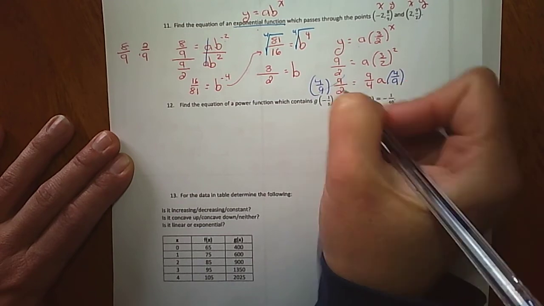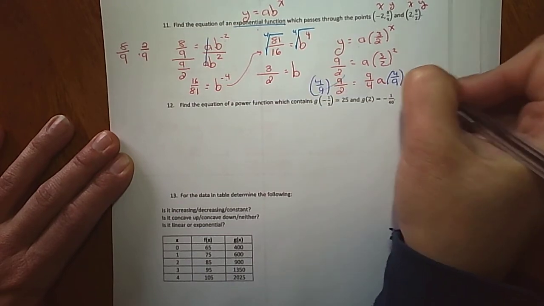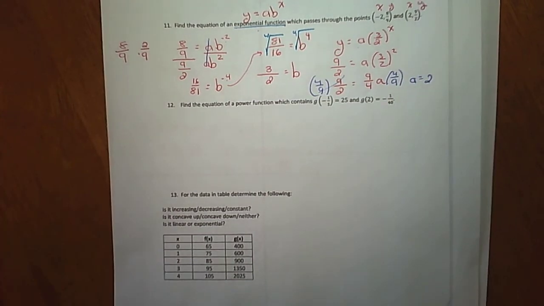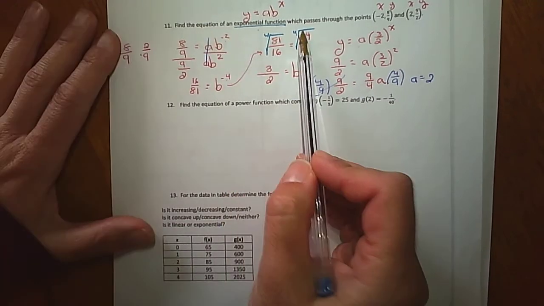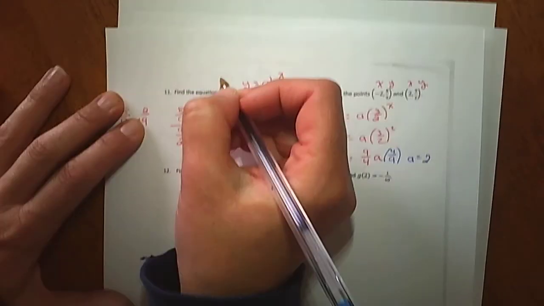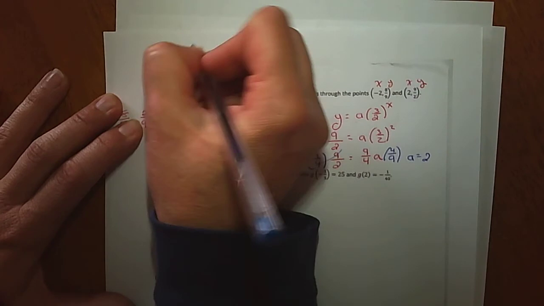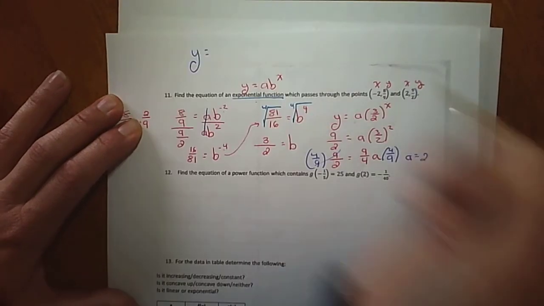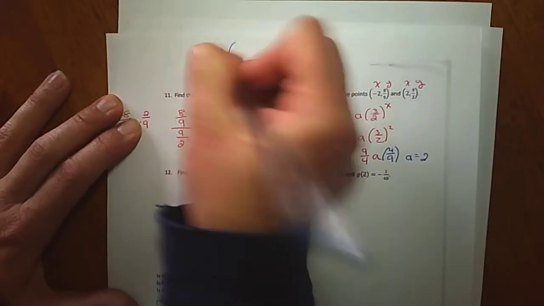Right, so the 9's cancel, so I end up with a equals 2. So the final answer, so let's find an equation. I'll put it up here so you guys can see it. The answer to number 11 would be y equals 2.